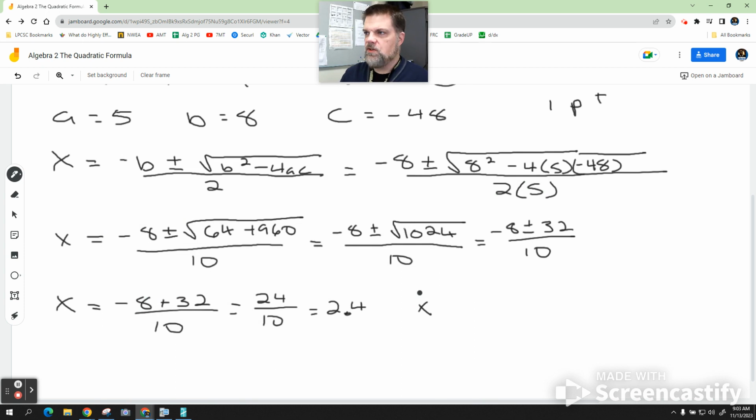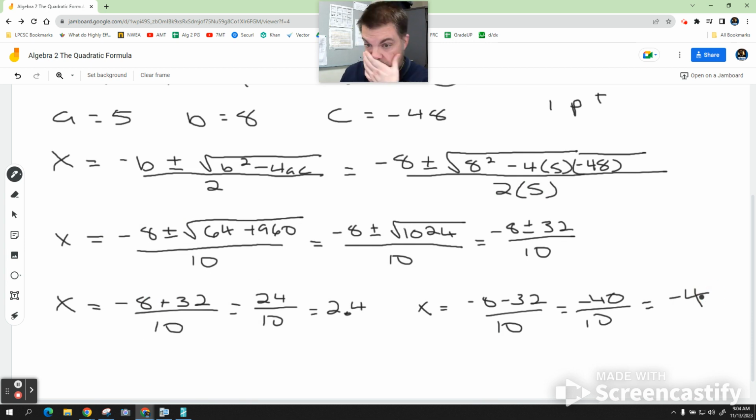And I apologize for going, no! Negative 8 minus 32 over 10. That's negative 40 over 10, which is negative 4. So now, if I graph this bad boy in Desmos, it should cross at 2.4 and negative 4.